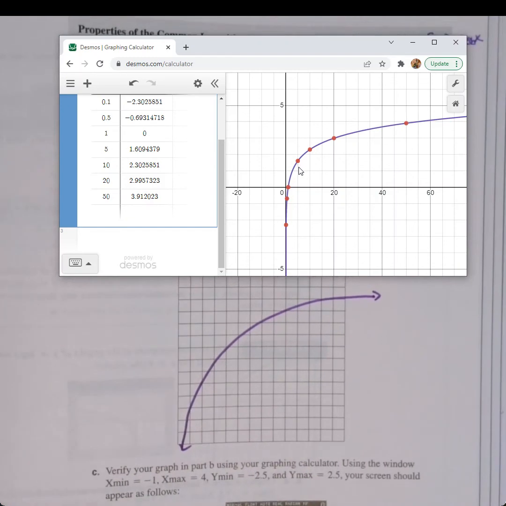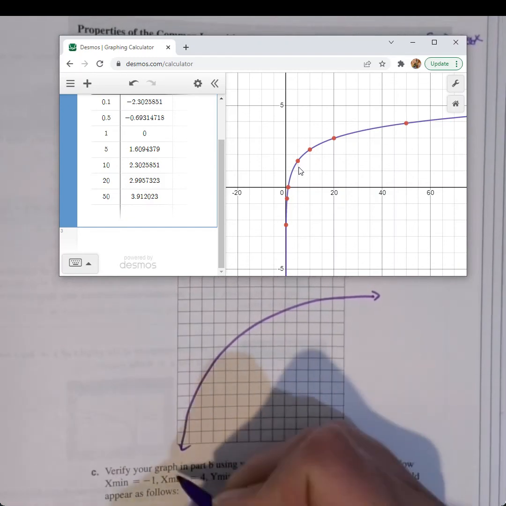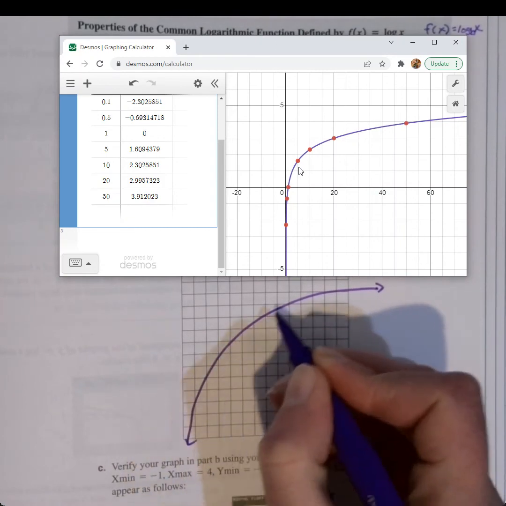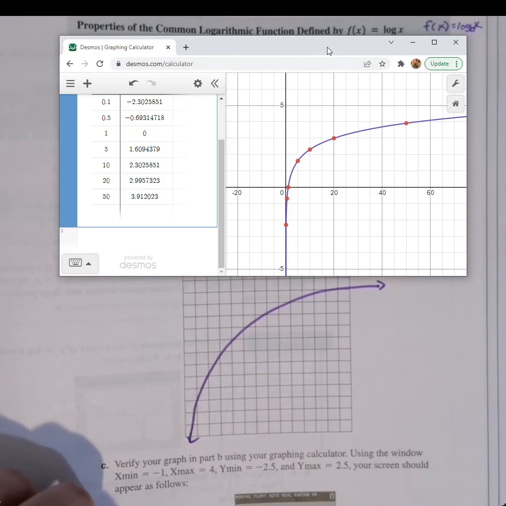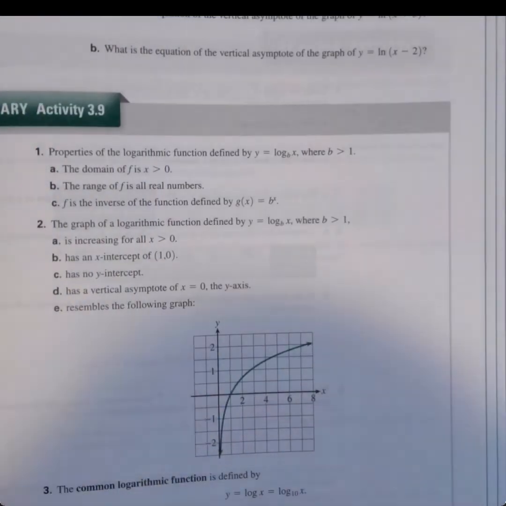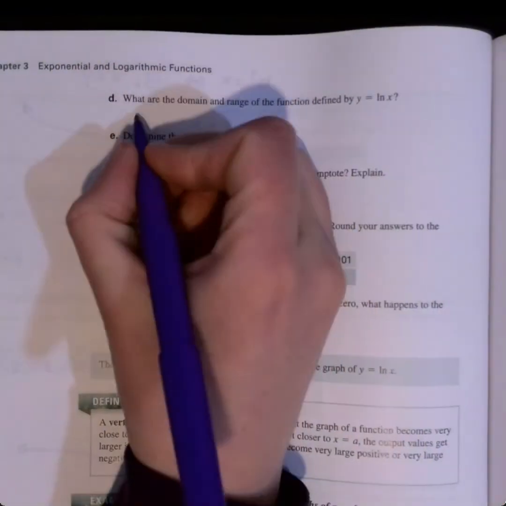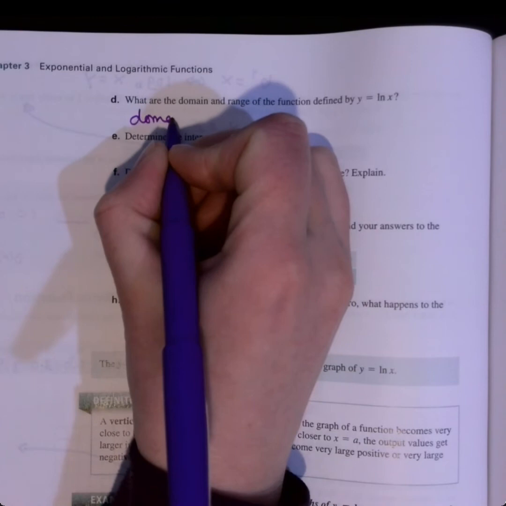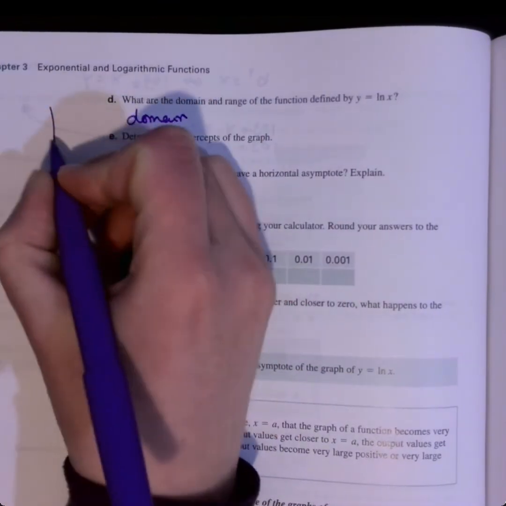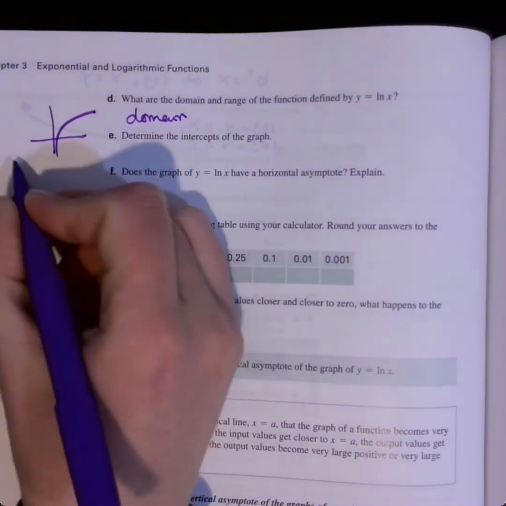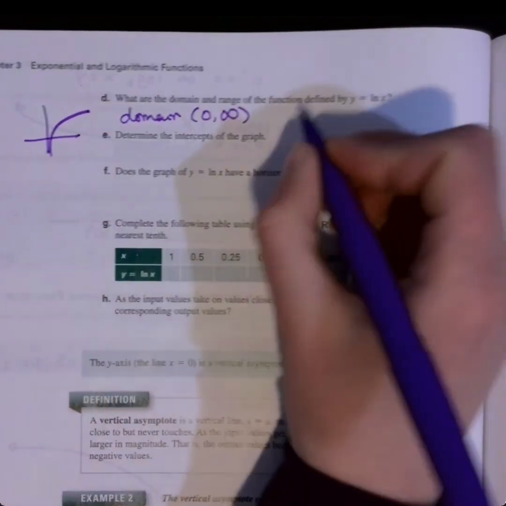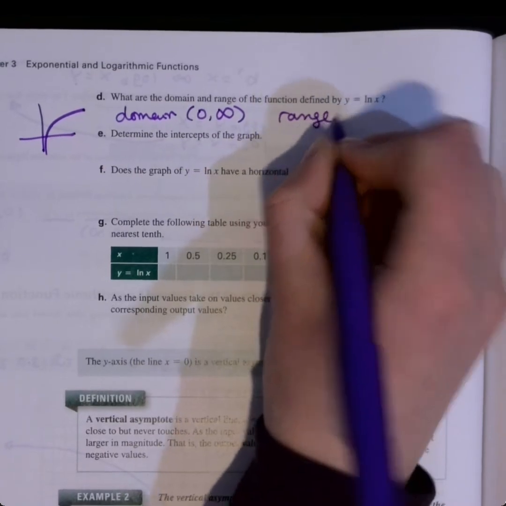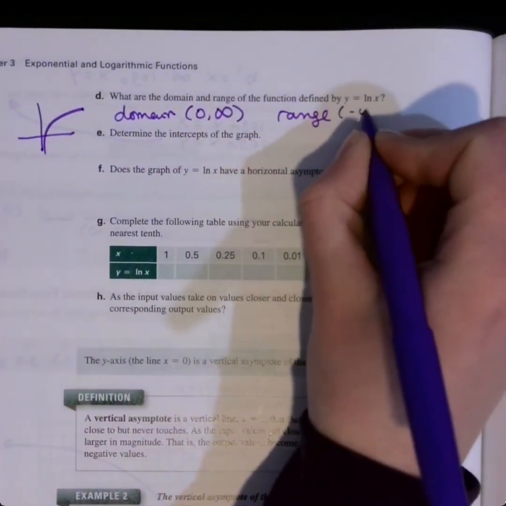It looks something like this. What we should know about this is that it's a slow growth, so it starts off growing rapidly and then the growth slows as it goes further to the right. What are the domain and range? Well, since that graph did not go into the negatives on x, the domain is going to be 0 to infinity. And the range, it went down, it went up, so the range is negative infinity to infinity.